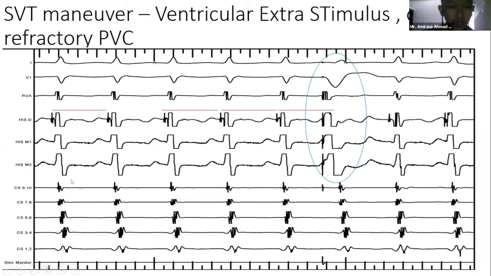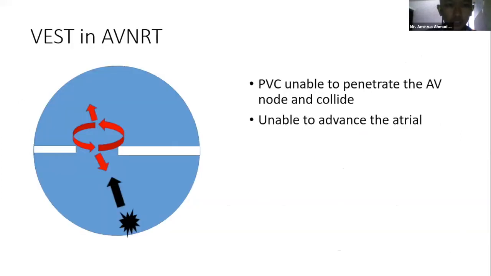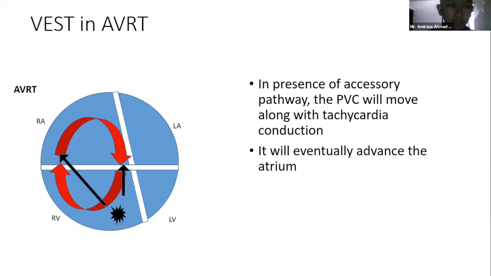For example, here is a regular narrow complex tachycardia with 1-to-1 conduction, but after giving the premature beat, it still remains the same cycle length of the atrium. So that means it did not advance the tachycardia. So we exclude a pathway here, but we can still go for AT or AVNRT. Why is some VEST advanced and some not advanced? Because during a premature PVC, every PVC still needs to collide with the AV node conduction, so it will be difficult for the PVC to enter the atrial region to advance the A. But in AVRT, even when we stimulate with the VEST, the connection will go along with the pathway and advance the tachycardia. So we will see advancement of A during tachycardia.